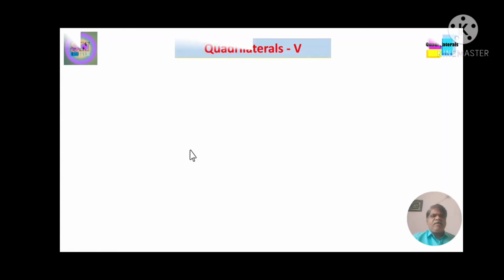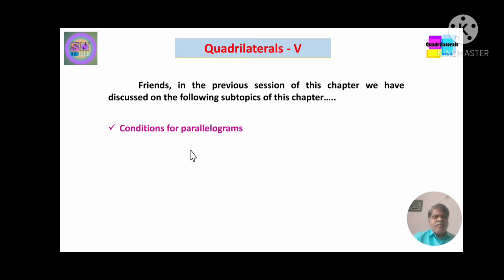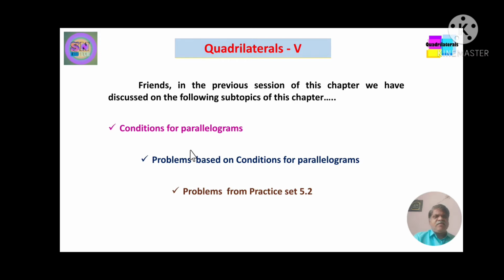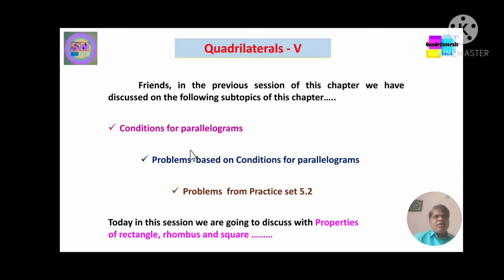Friends, in the previous session of this Quadrilaterals Part 4, we discussed the following important subtopics: conditions for parallelograms, and problems based on conditions for parallelograms, that is, problems from Practice Set 5.2. Today in this session we are going to discuss the properties of rectangle, rhombus and square.